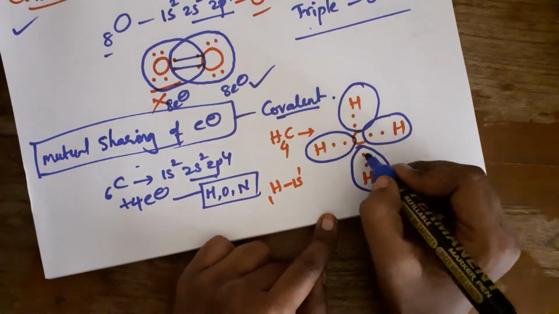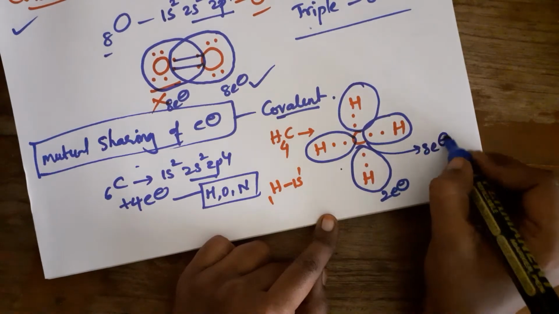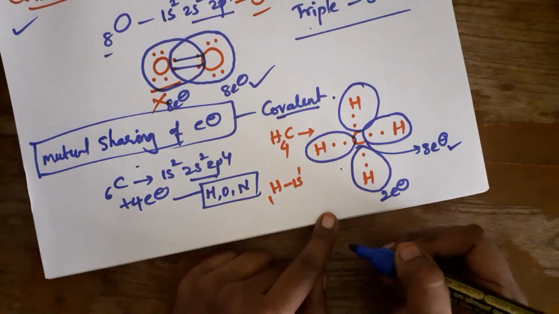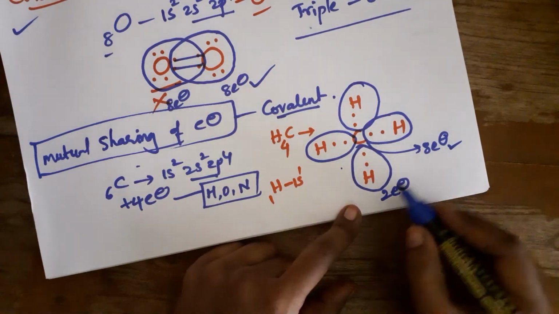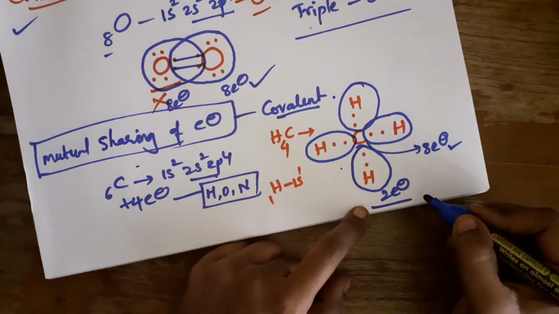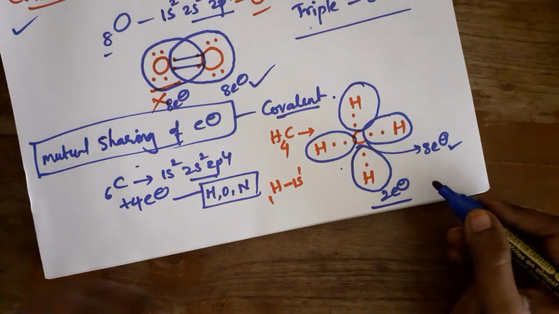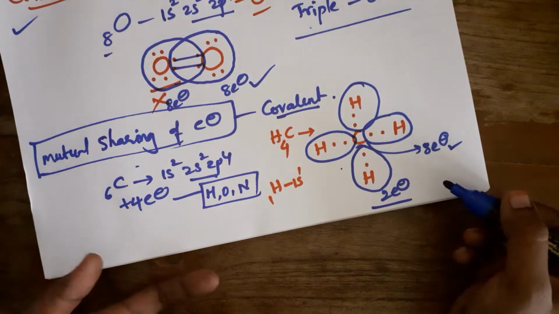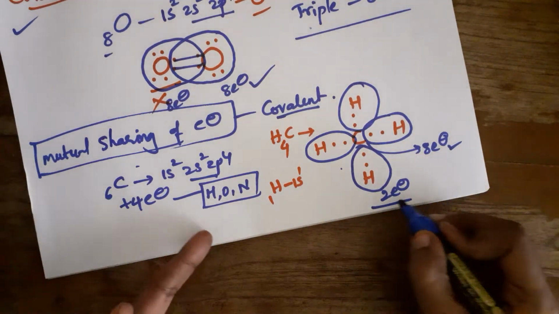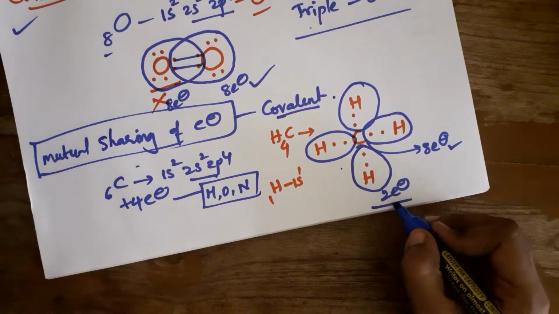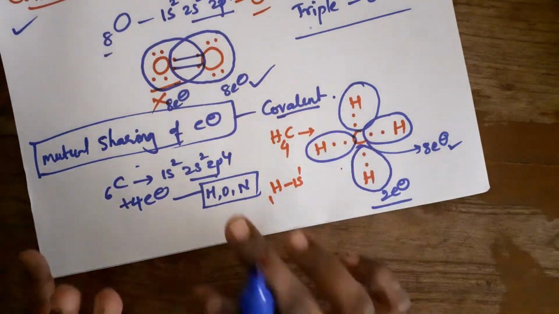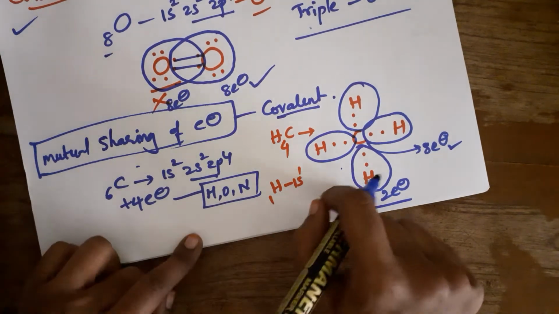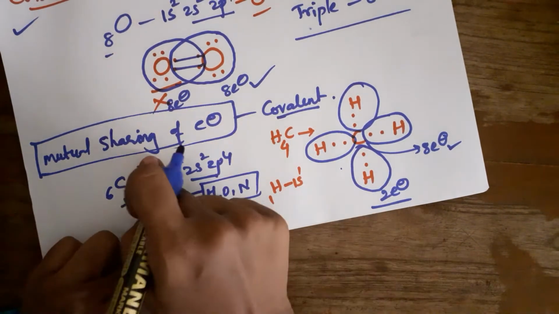2, 4, 6, 8. Here the octet configuration is fulfilled by carbon with mutual sharing of electrons with the hydrogen. Okay, the hydrogen is also following the octet configuration. Octet rule means having 8 electrons in the outermost orbit for any atom except hydrogen. If hydrogen contains 2 electrons, that is following the octet configuration. So like this, carbon forms only covalent bonds with mutual sharing of electrons.